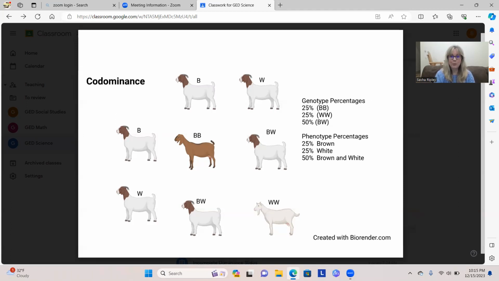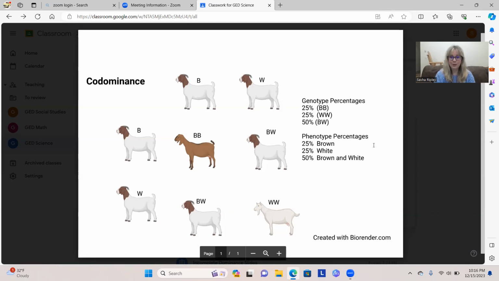So genotype percentages here, a little bit more diversity. I have 25% homozygous with BB. I have 25% homozygous WW, and I have 50% BW. Two of the four were BW genotypes.